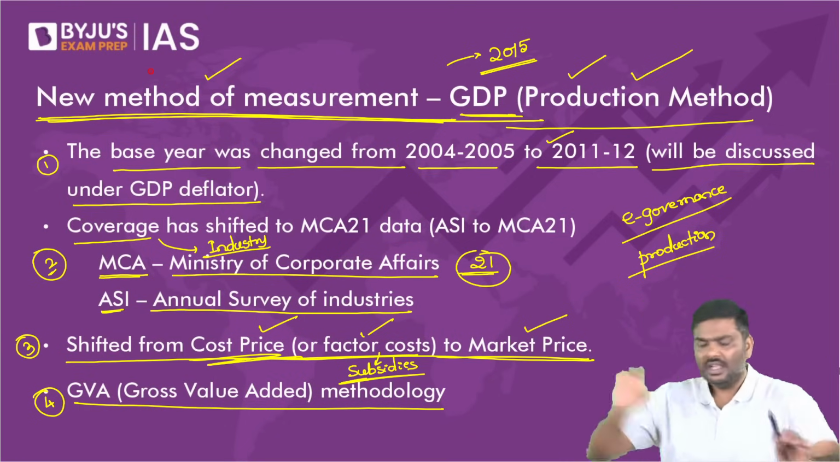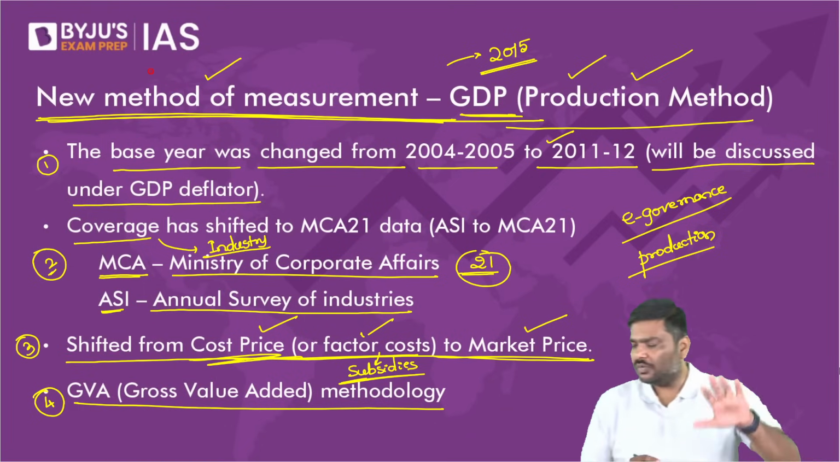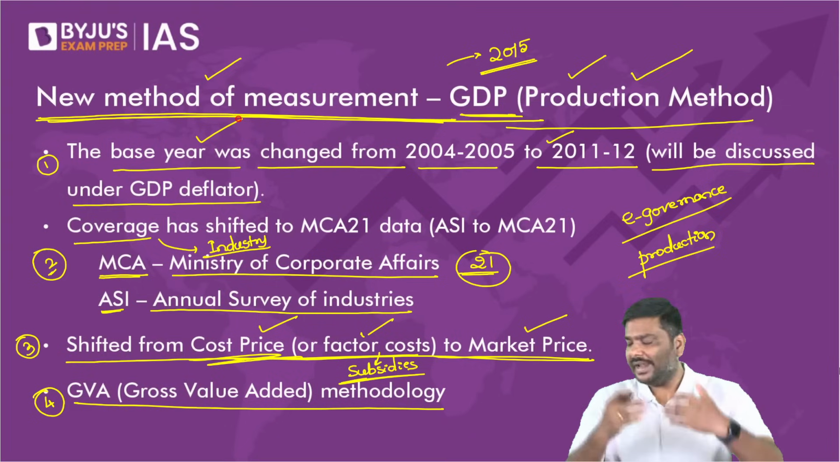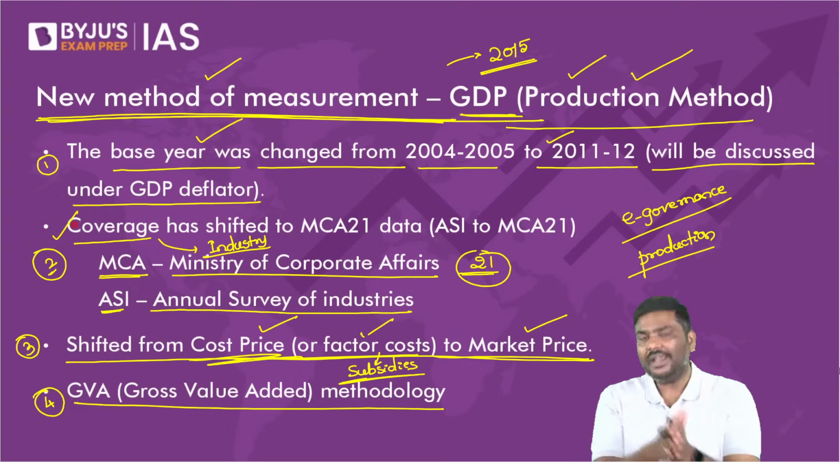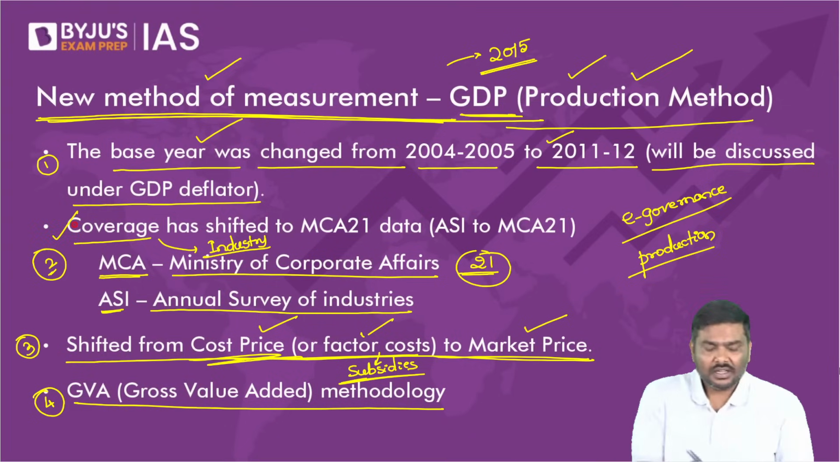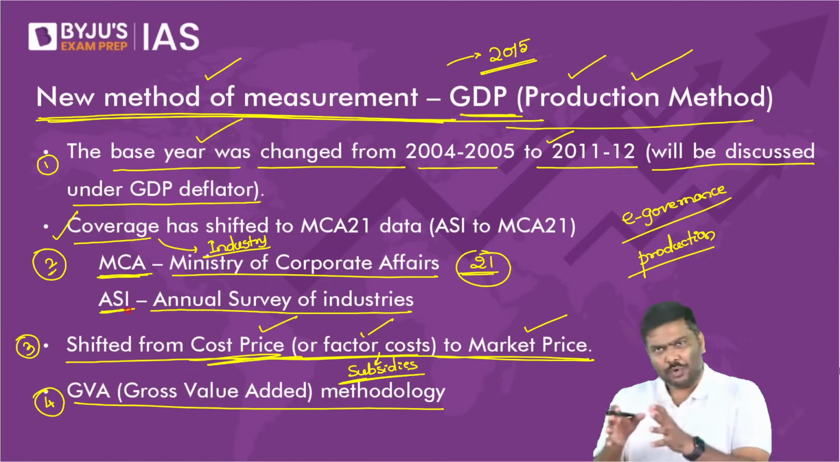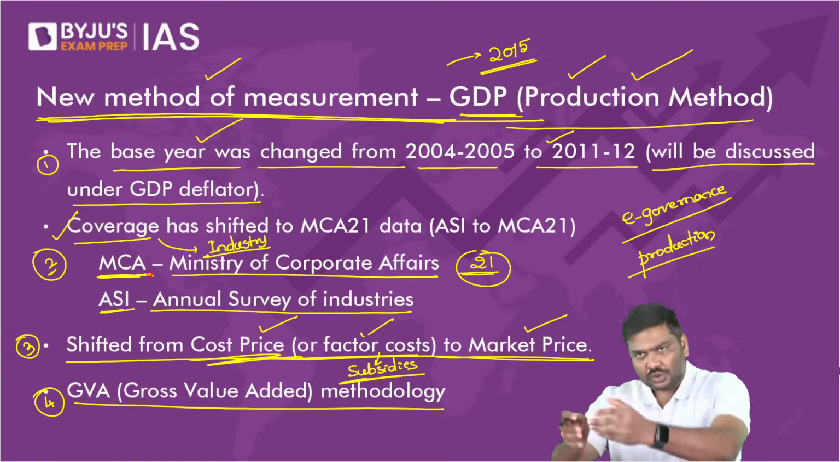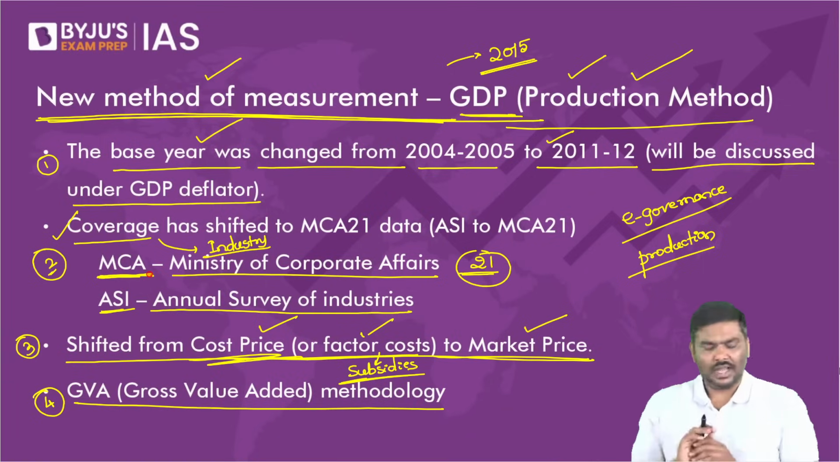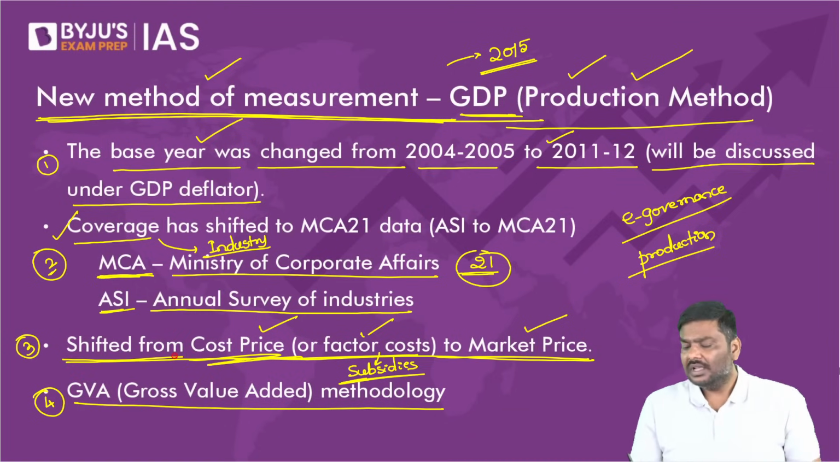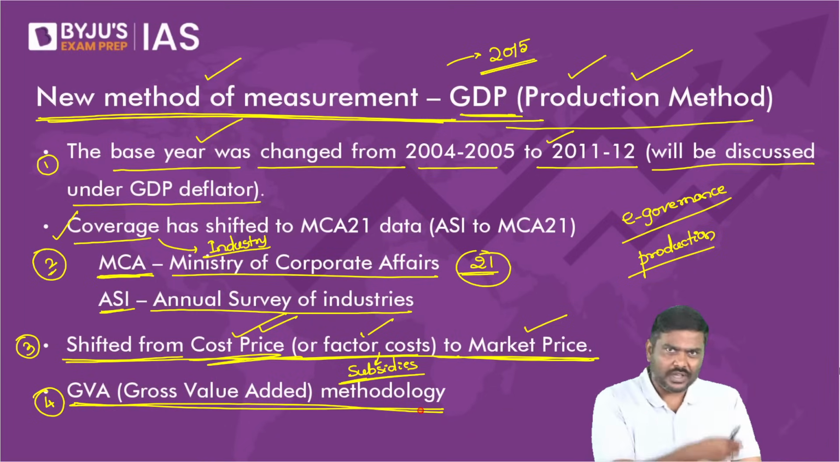We'll discuss it. So the base year has been changed from 2004-05 to 2011-12. Second, the coverage. Coverage means industry data collection. Earlier, we used to do it through the Annual Survey of Industries. Now, we have set up a new portal or website, MCA 21. Through MCA 21, we are collecting production data. Third, earlier we used to use the cost price method. Now, we are using the market price method. And the fourth one, we also calculate gross value addition now.